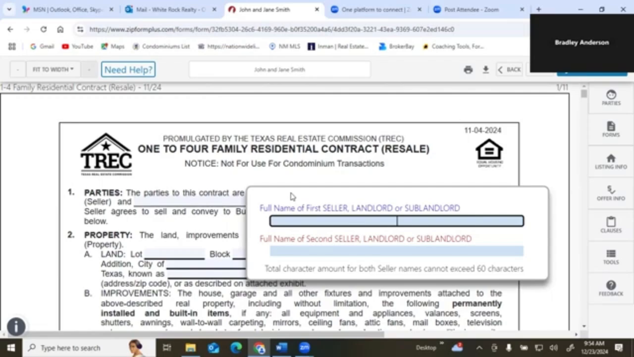F1. Who are the parties to the contract? The seller. The seller is going to be either a person or a company. I get this question a lot. What if the tax records show an LLC? Well, that means that the home is deeded to that LLC.